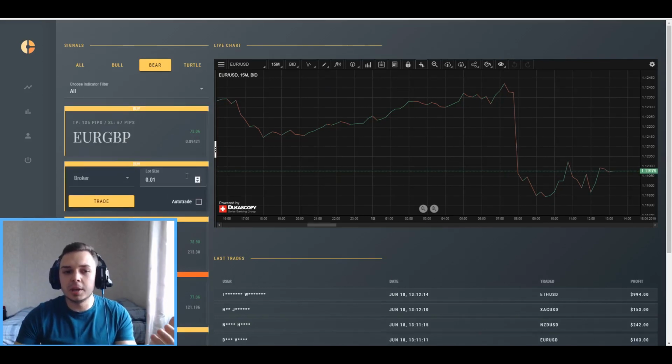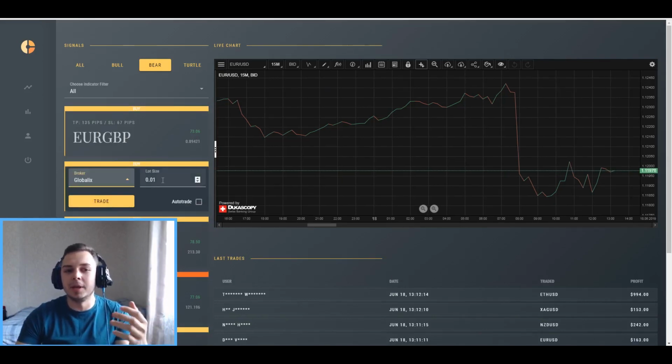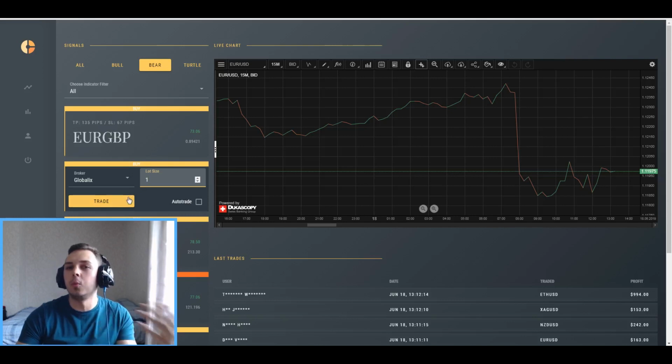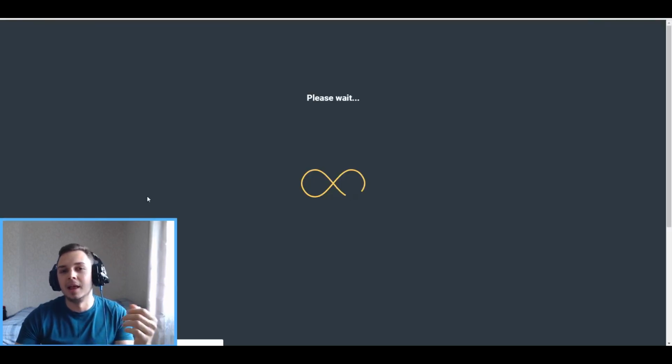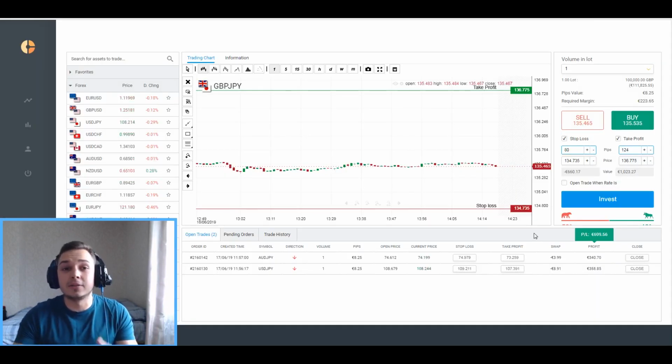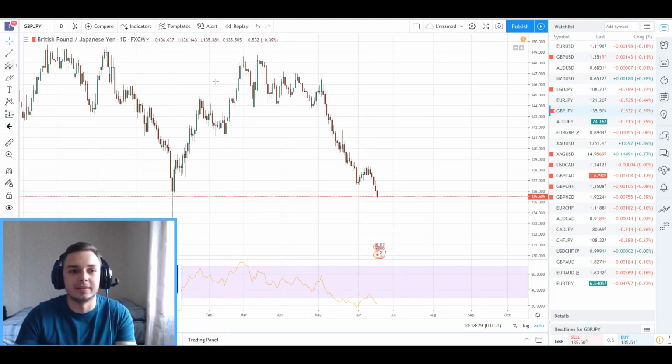So we have GBP JPY over here. It's a buy signal at the moment. Let's just place this trade real quick. 1 lot size over here, and let's place it. As I said, guys, Global Crypto App has found the GBP JPY trade. I saw it quickly, so I thought, damn it, I will stop talking and just place this trade, because I believe it's really good. As you can see, the GBP JPY trade, this is the trade.